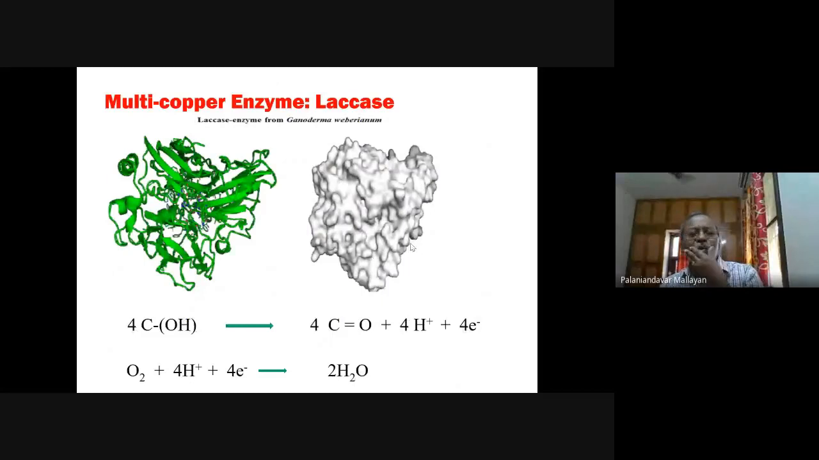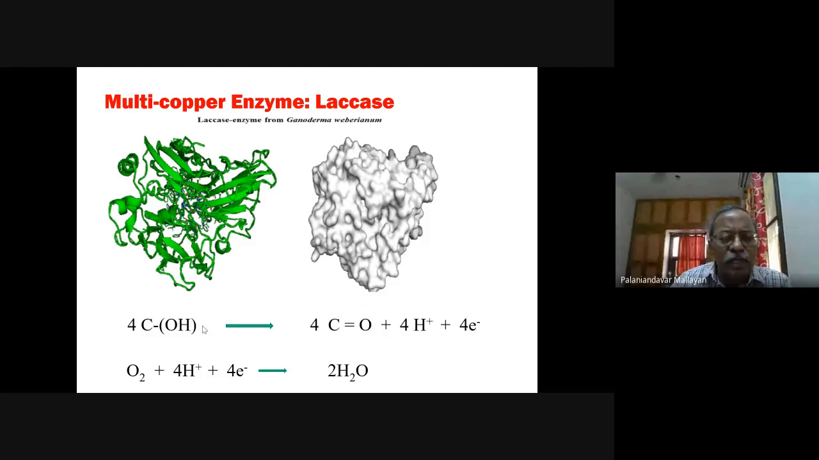Now I pass on to laccase, a multi-copper enzyme, right? This is the enzyme which contains 4 sites. What does it do? It converts 4 units of C-OH to C double bond O. So 4 electrons are generated. Again, the accompanying reaction is this one, O2. For this, O2 is employed.